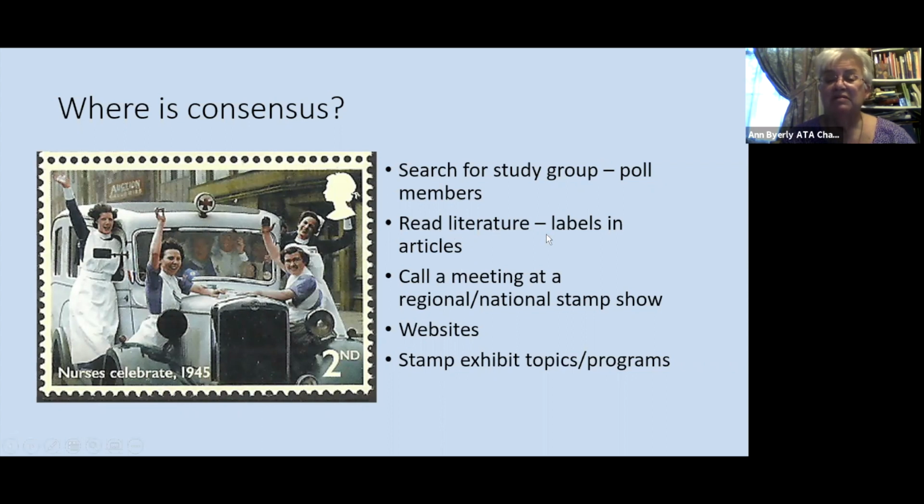Read the literature. Sometimes it's the captions or the labels from pictures or the articles, the stamps that will tell you that that's being identified as a nurse. Sometimes you pick it up from websites. When I peruse the stamp show brochure, I always go through all the exhibits to see if there's one on nurses.